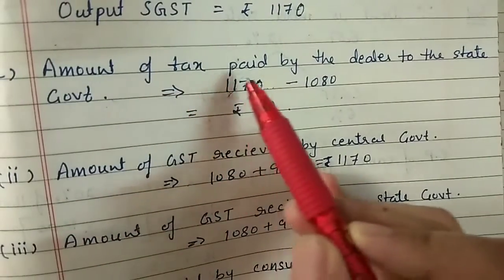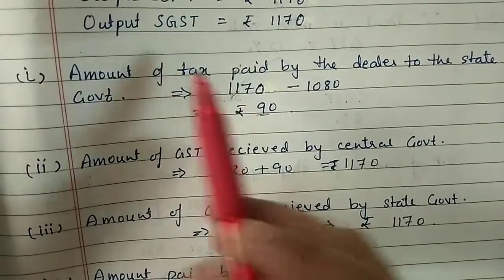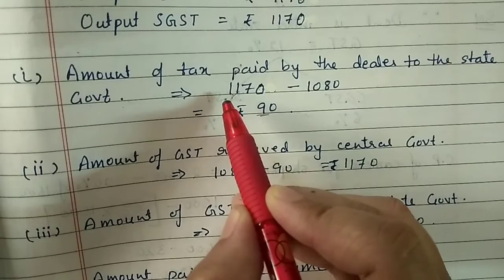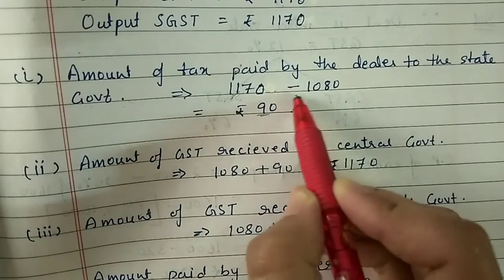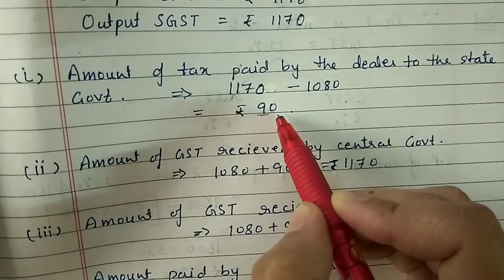First part, amount of tax paid by the dealer to the state government. So take the difference between output SGST and input SGST. Output SGST is 1,170 rupees minus 1,080 rupees, that is equal to 90 rupees.